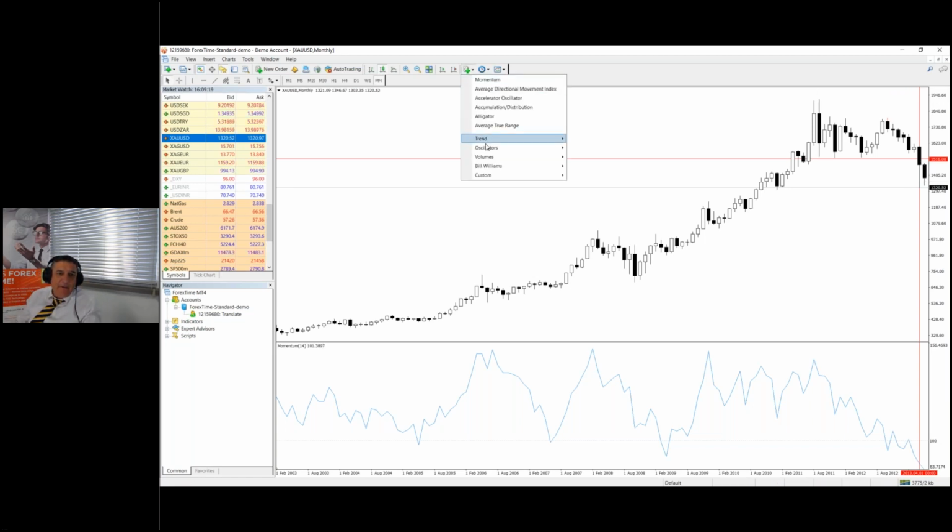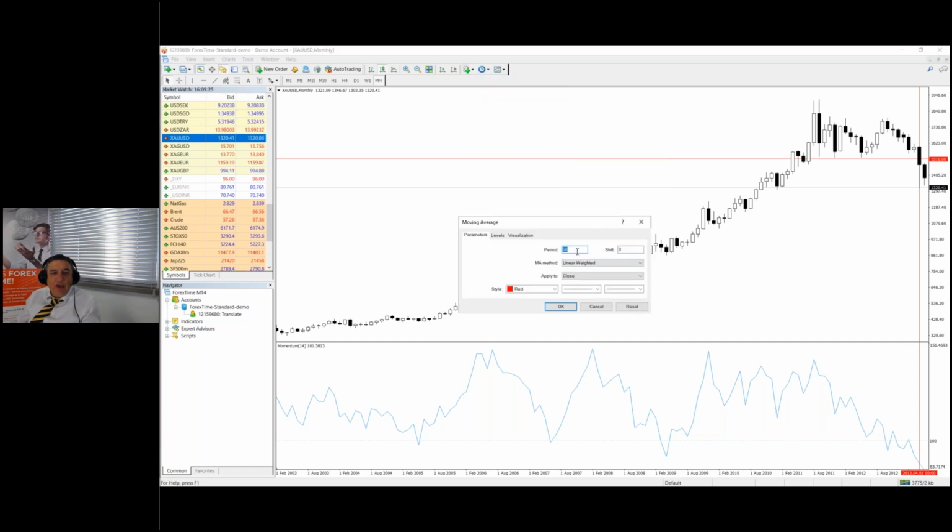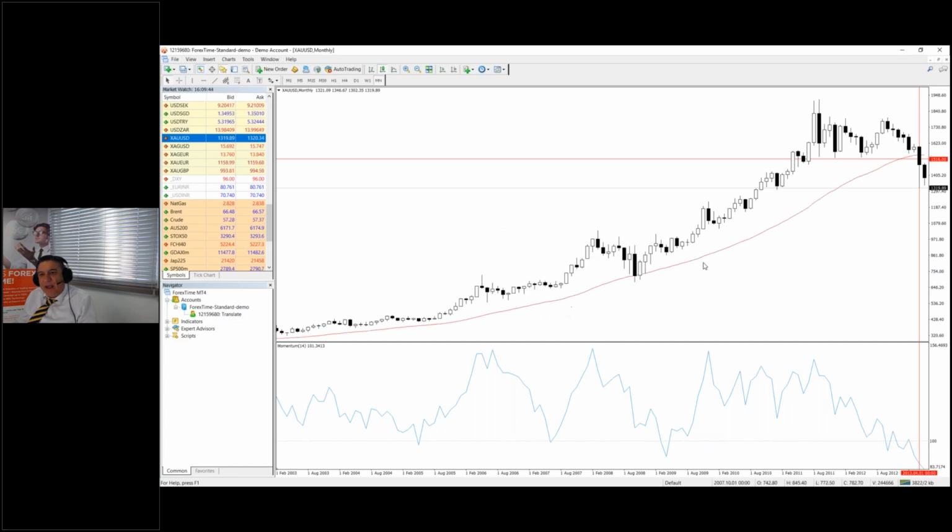Also, I can use a moving average as well, for a second opinion, if you like. I like to use a moving average of 50 period. And the method that I use is linear weighted, applied to closing price, and then I press OK. So you see that here where I want to really sell, price is below the moving average. And once again, a second tool confirms my decision to sell.